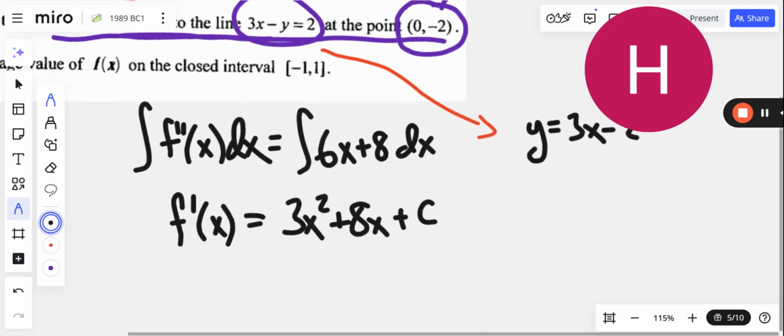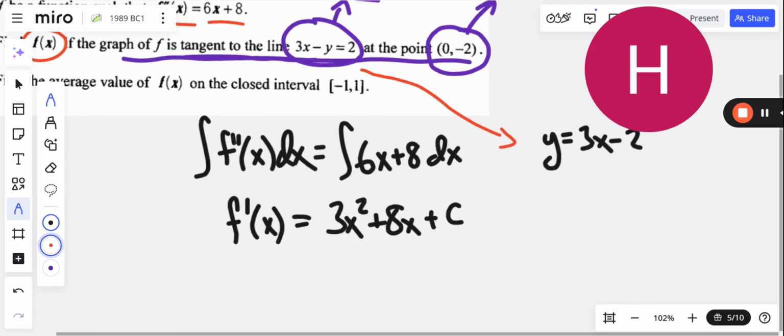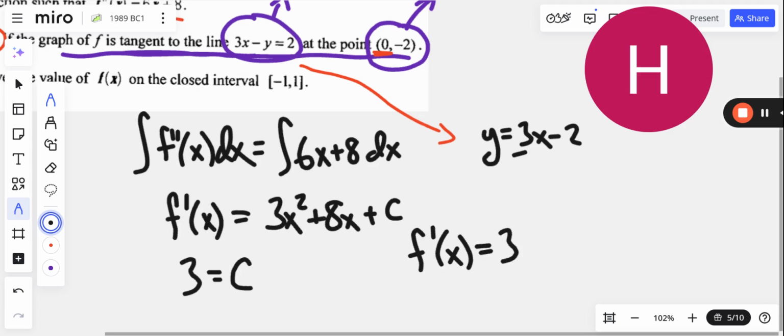So what this is telling us is that when x equals 0, we still have to use this as well. When x equals 0, the slope equals 3. So basically 3 equals 0 plus c. And that gives us an equation for the first derivative. Now we have to do this process again.